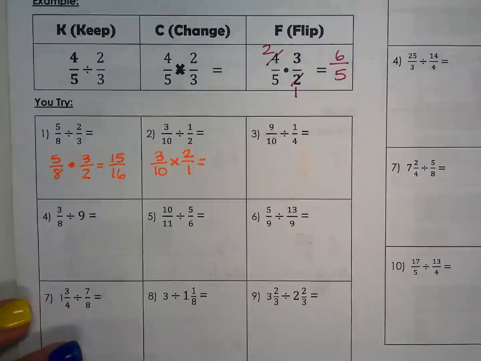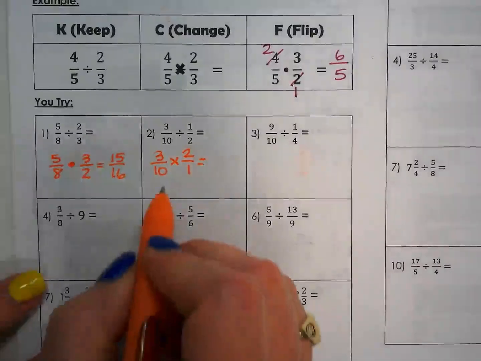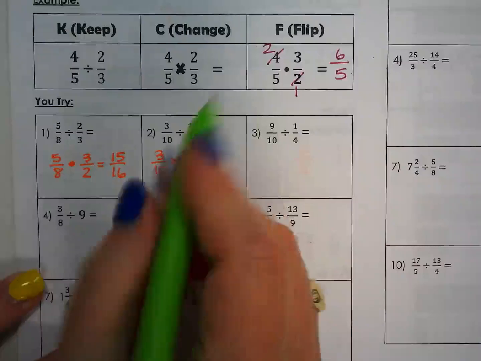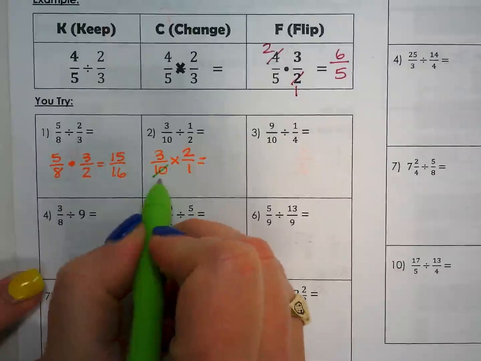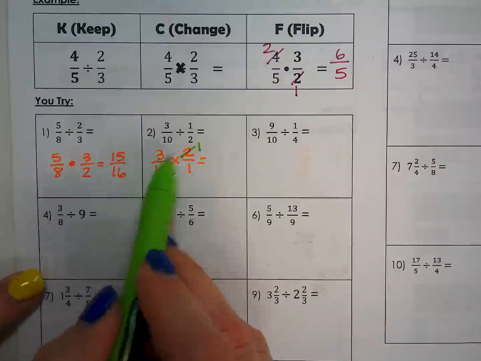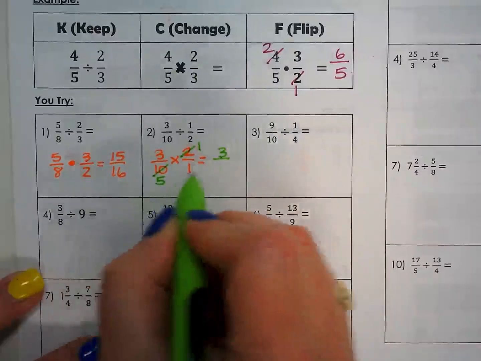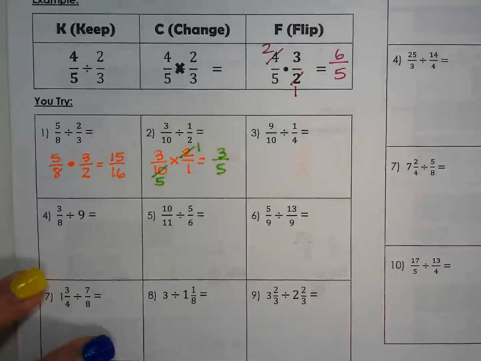All right, Regina, do you see any factors top to bottom? Yes. Which ones? 10 and 2, what do they share? 2. When I divide by 2, I get? 5. And when I divide by 2, I get? 1. Okay, and on top, 3 times 1 is? 3. And 5 times 1 is? 5. Is that what you got? Yeah. Then you got it.